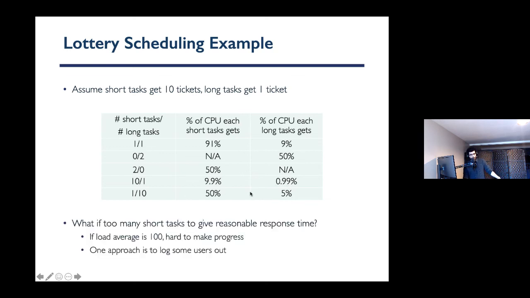Now, the downside: if you have too many short tasks, running lottery scheduling is not a good idea. The reason is it's random, right? So on average, you get what you're supposed to get.